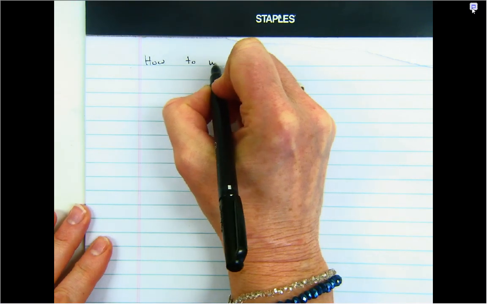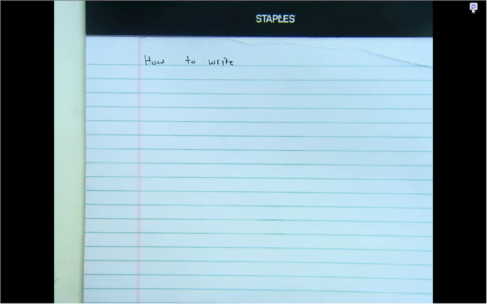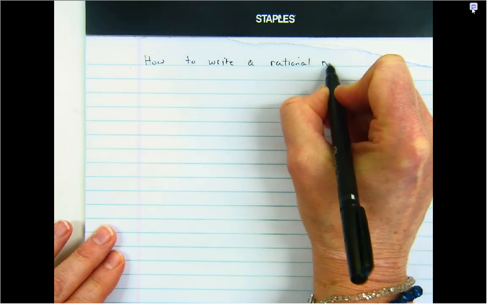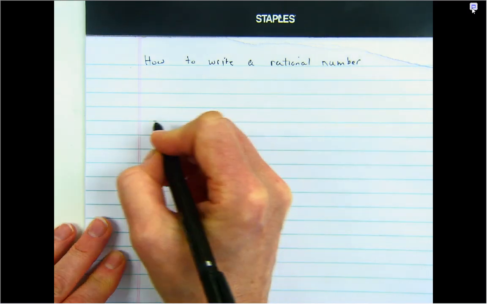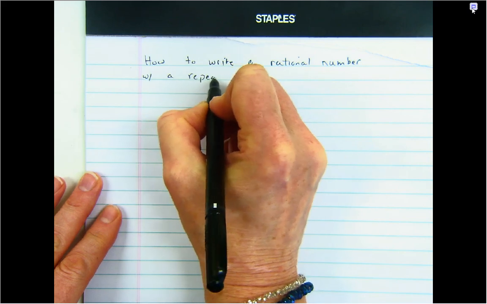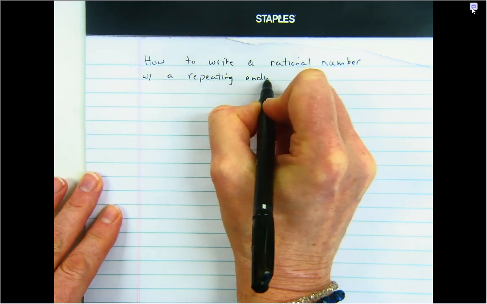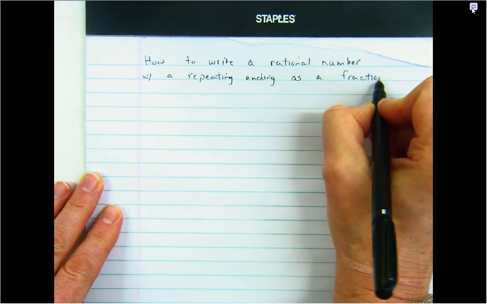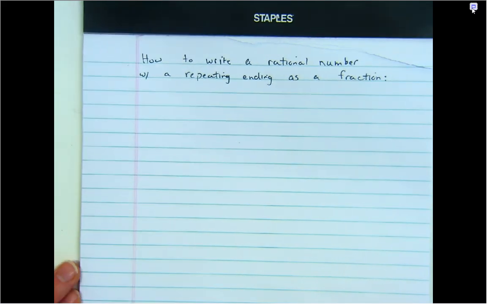How to write a rational number with a repeating ending as a fraction. So this is a skill to learn in this section: how to write a rational number with a repeating ending as a fraction.